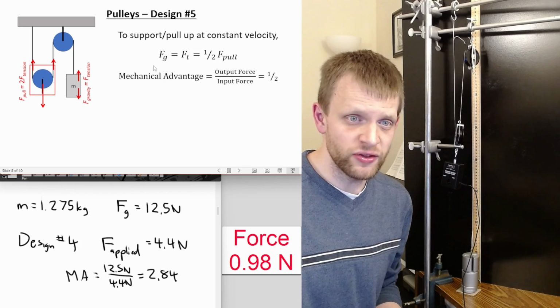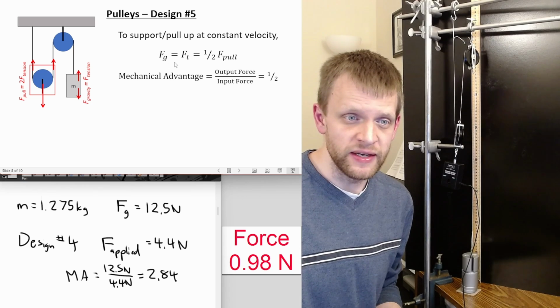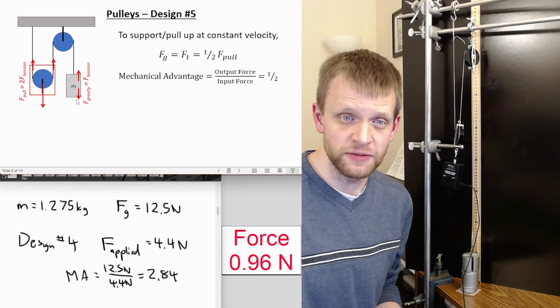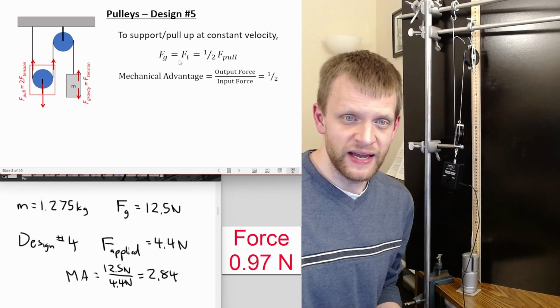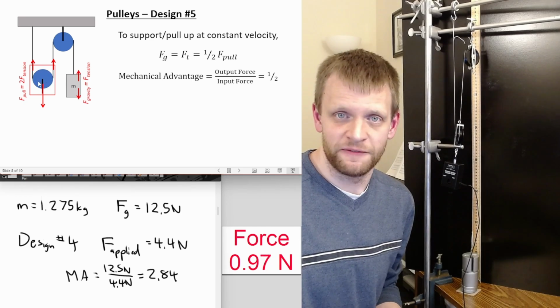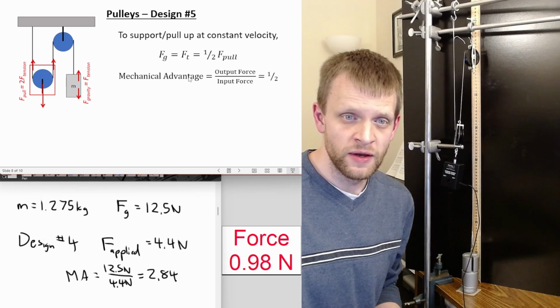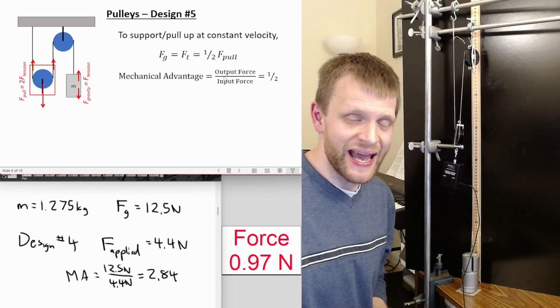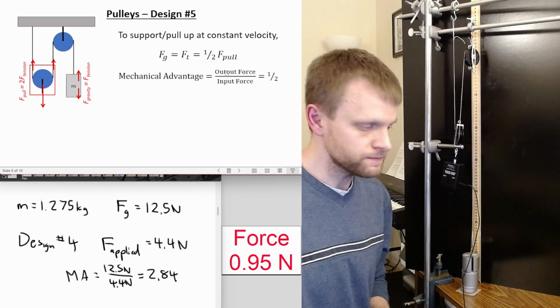So if we put this together, we're saying the force of gravity is just equal to the force of tension from this side of the system. But that force of tension is only half of the force that I'm pulling with. So if I'm applying a force on this pulley, I'm only going to get half the output force.